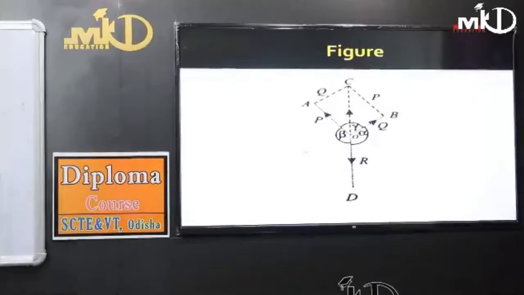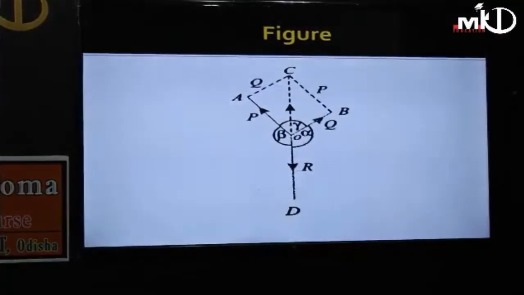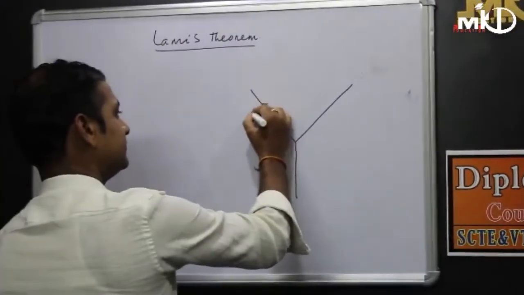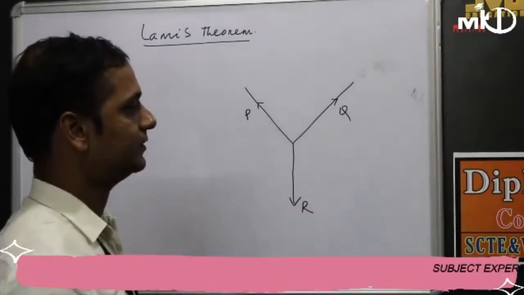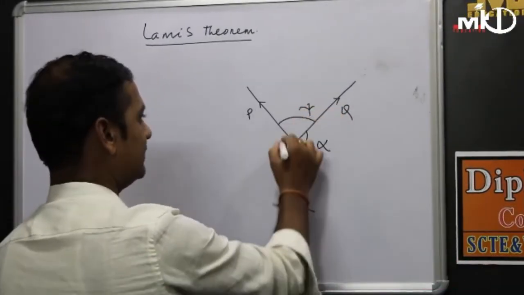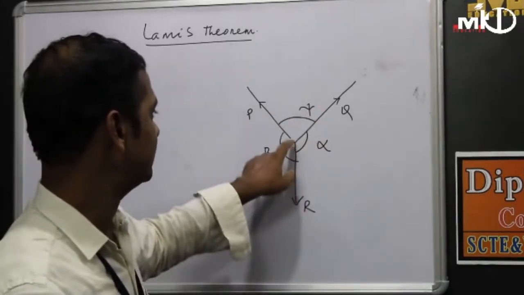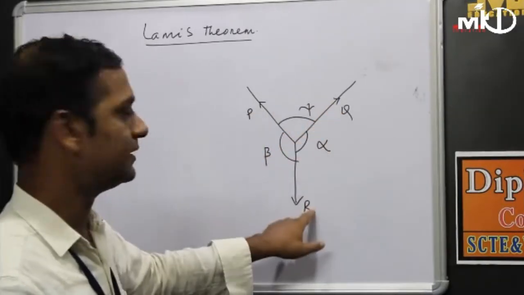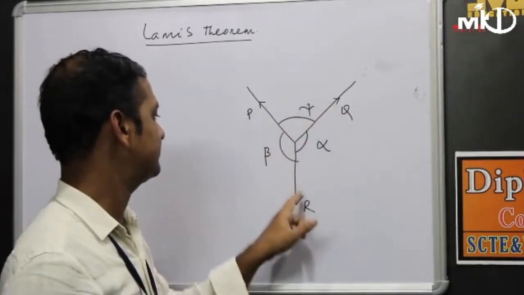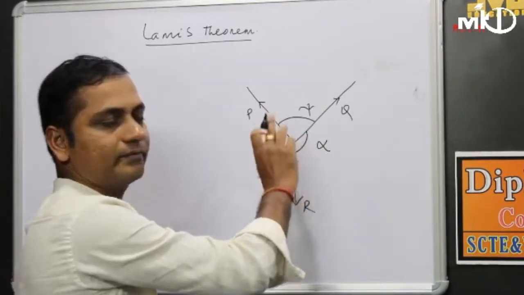Now suppose the body is acted upon by three forces. Let the body be acted upon by the three forces P, Q and R. These are the three forces acting on the body. That angle is represented as gamma. Let this angle be beta. So if three forces are acting on a particle and are represented in magnitude and direction, meaning P, Q, R are the magnitudes, and the arrow marks represent the directions, the angles between the forces are alpha, beta and gamma like this.